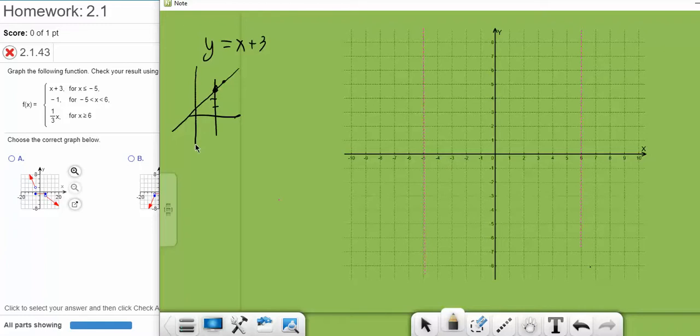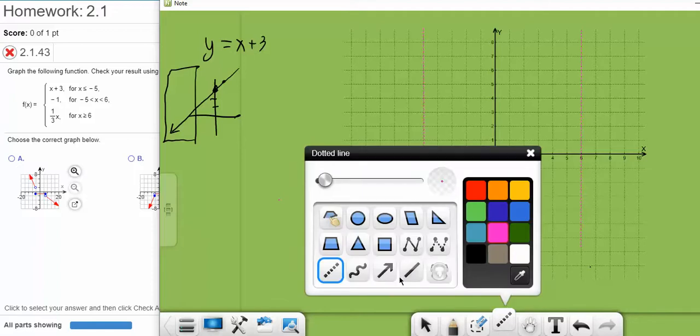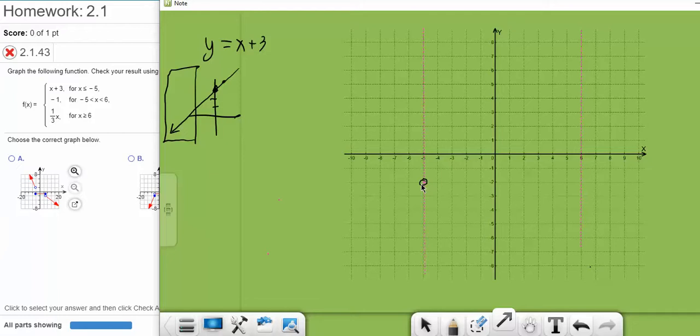But we're splitting it at -5 and just graphing this portion. So what I like to do is put in -5. -5 plus 3 is -2. And I'm going to put an open circle there because there's no equal to. And again, the slope's 1, so up 1 over 1. And then I draw my line using this tool here.